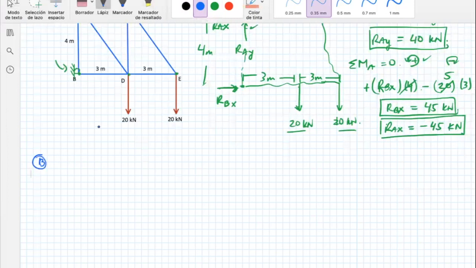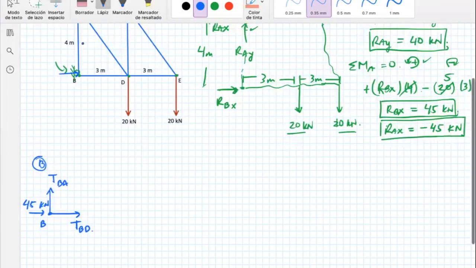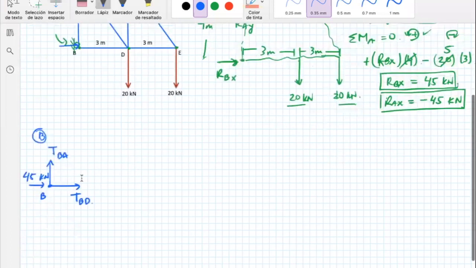Let's start with B. If you start with B, you can see that here I have my RBX, and I already have it. So I'm going to put 45 kilonewtons. This is my point B. And I have a truss member going from B to D, and I need to know if it's tension or compression. And I have another one, which I'm going to call TBA because it goes from B until it gets to A. So that's why it has this name.